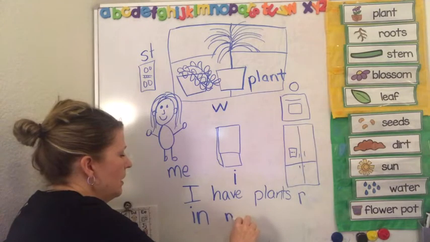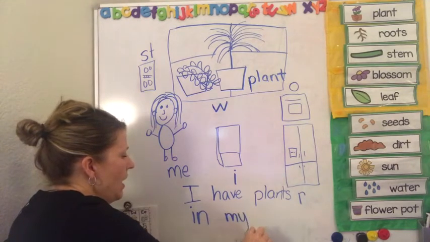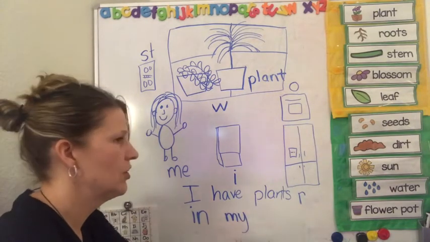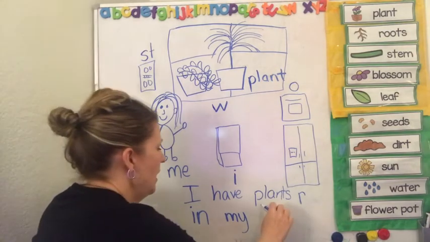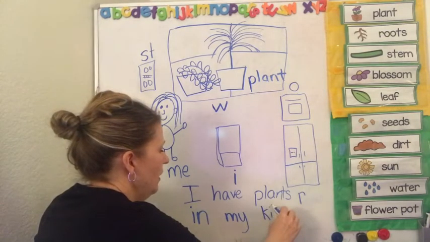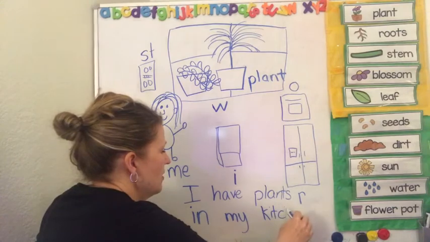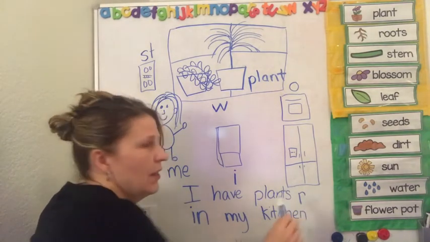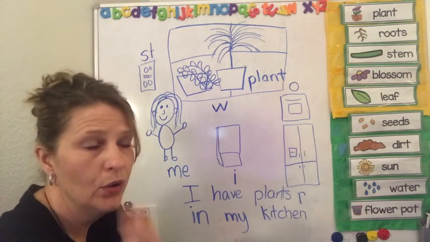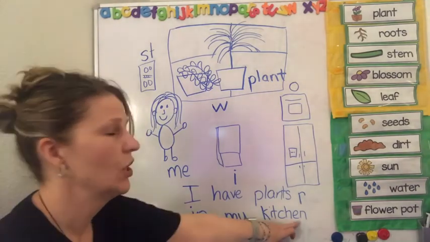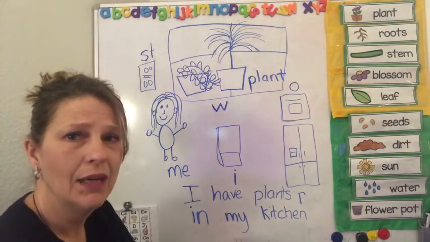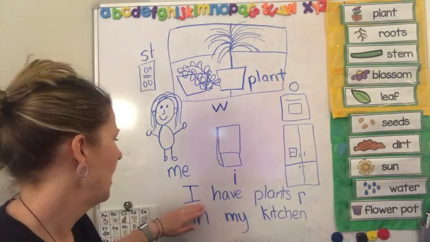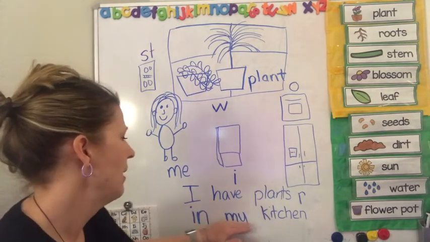Milk and mouse again. I need another space. So kitchen. That's a K. There's that CH again. Kitchen. What does it end with? Nose and net. You're right. That is the letter N. So now I wrote a sentence. I have plants in my kitchen.